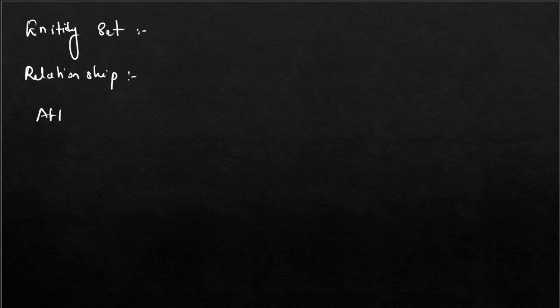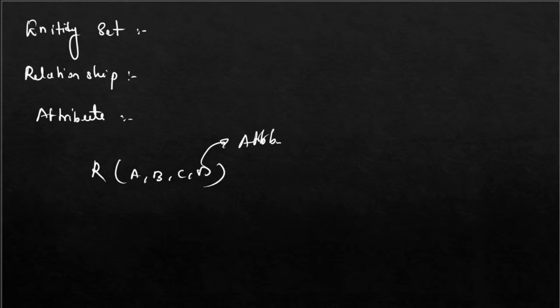Attributes, which are properties of entities. What are attributes? Let's say this is a relation. A, B, C, D are the columns, and these columns are nothing but attributes. Okay. And what are the types of attributes, everyone? Simple and composite, single and multi-valued, stored and derived, key, complex and descriptive. So you should know about attributes as well.